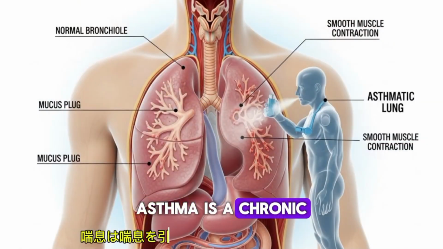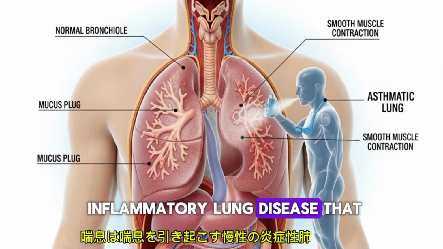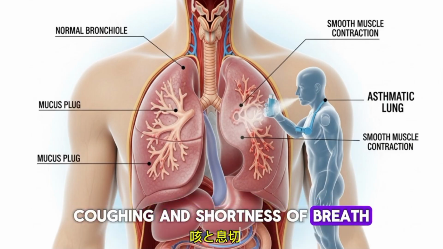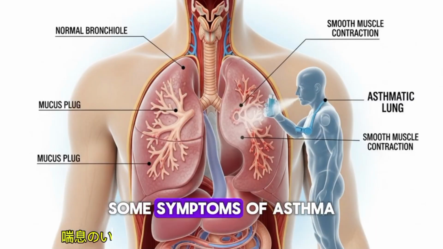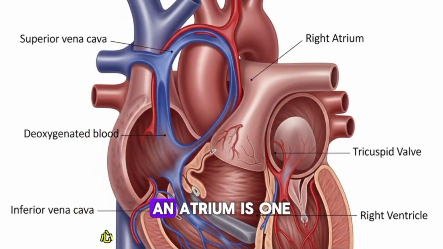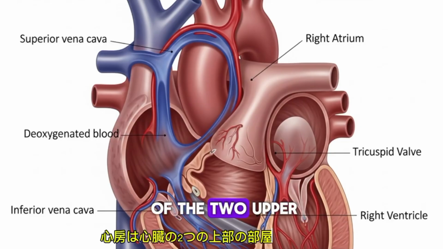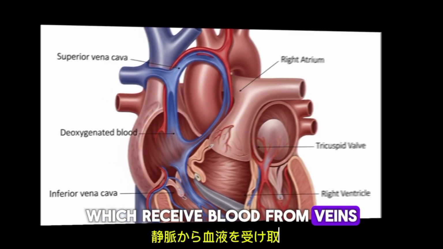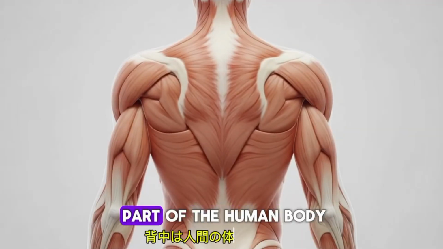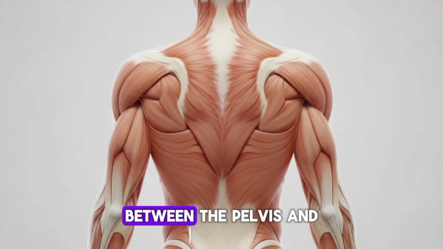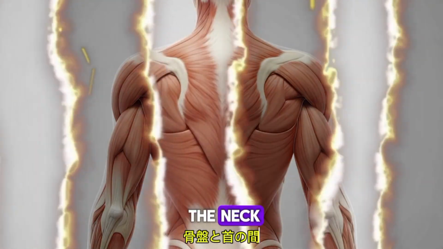Asthma is a chronic inflammatory lung disease that causes wheezing, coughing, and shortness of breath. Some symptoms of asthma can be treated by inhaling medicine. An atrium is one of the two upper chambers of the heart, which receive blood from veins. The back is the part of the human body on the other side of the body to the torso, between the pelvis and the neck.